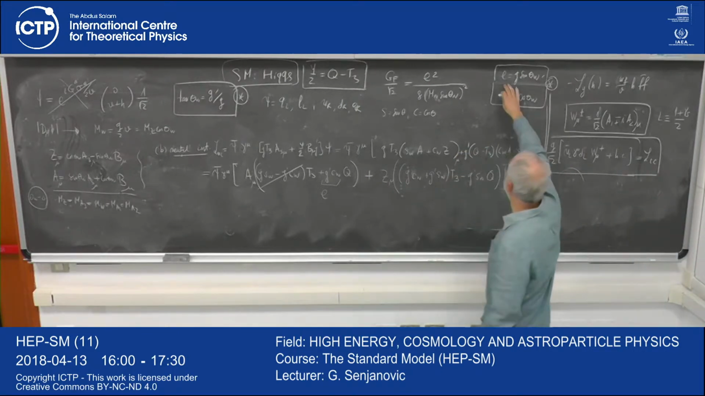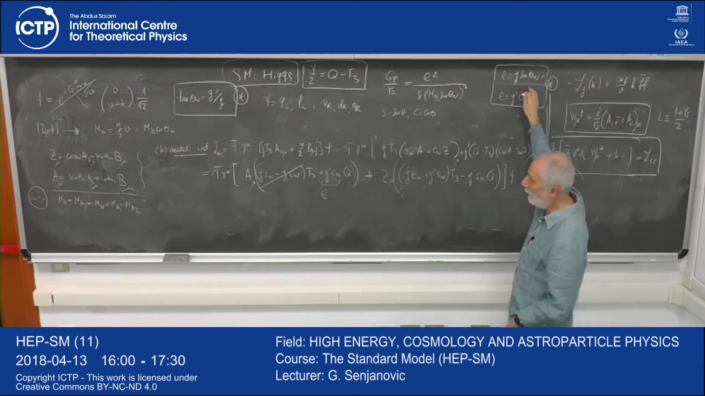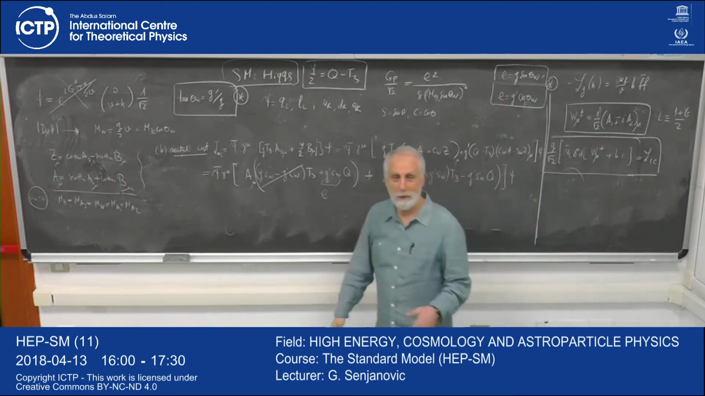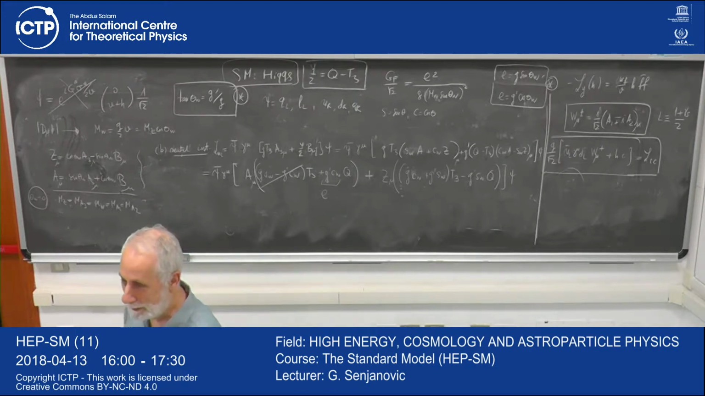Notice that weak interactions are not weak. E is smaller than G. The only reason I thought they were weak is because W was very, very massive. Why was W massive? Why did it look massive? Because the energies were very low.